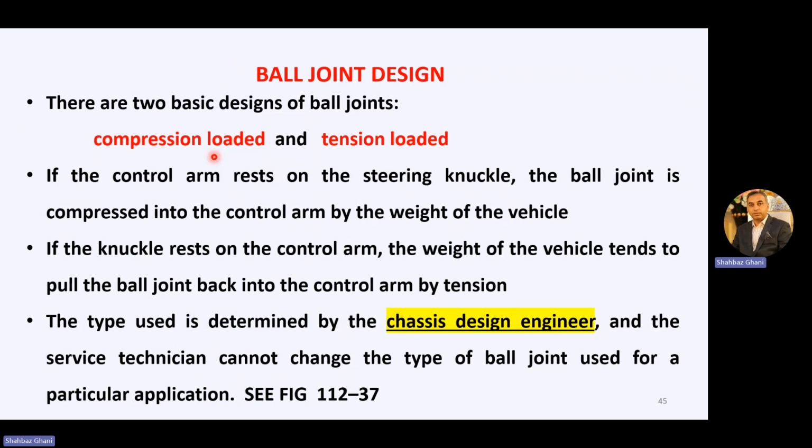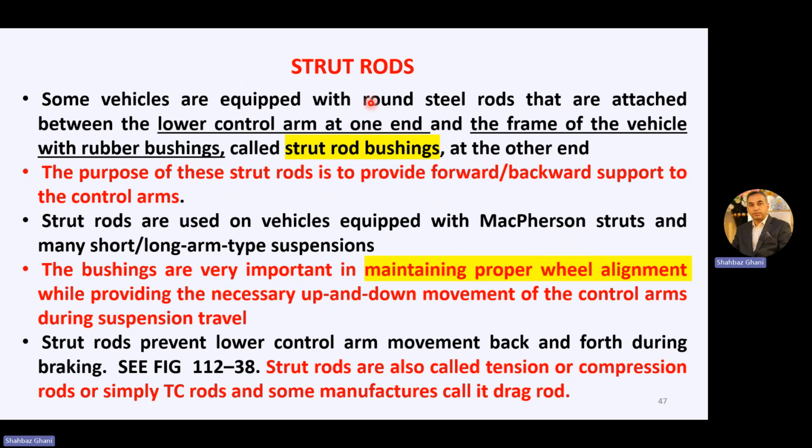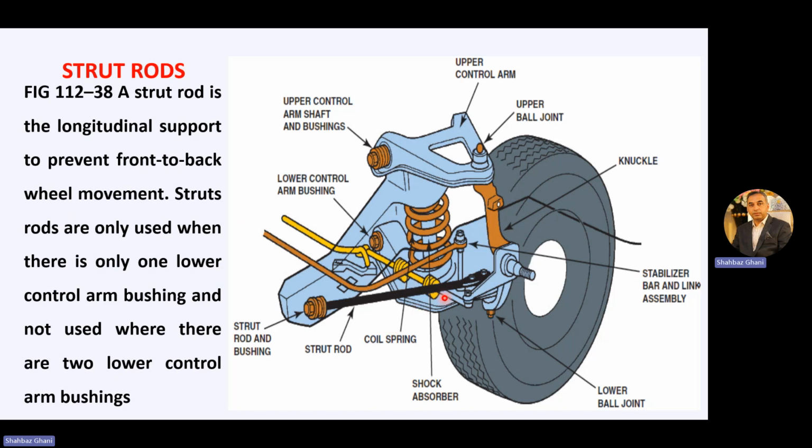The ball joints are of 2 types basically designed: the compression loaded and tension loaded. Then we talked about the strut rod. The purpose of the strut rod is to provide forward and backward support to the control arms. So it is very important. This is your strut rod, which is attached to your control arm on one side and on the other to the frame or the body of the vehicle.